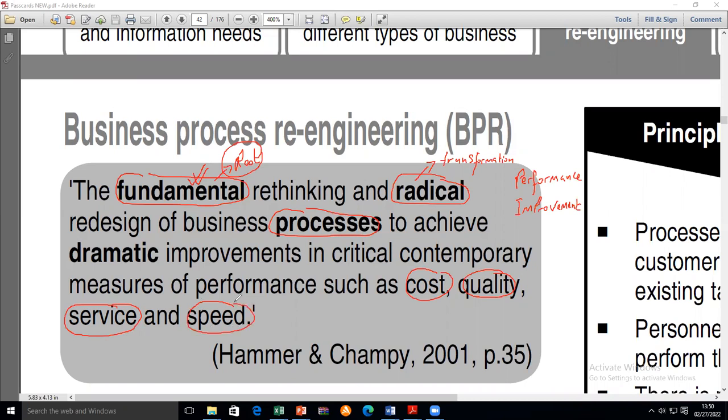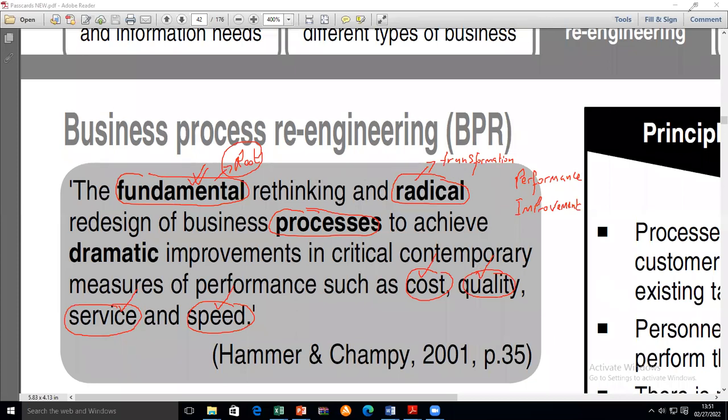Now remember that the area one we spoke about, even differentiation, yeah? It's on these areas that you can differentiate yourselves. So why we need to redesign the processes is because we want to cut on the cost, to manage the cost, but want high quality also, improve the service, and also quick delivery of the service. So this is the reason why we carry out a business process reengineering exercise.